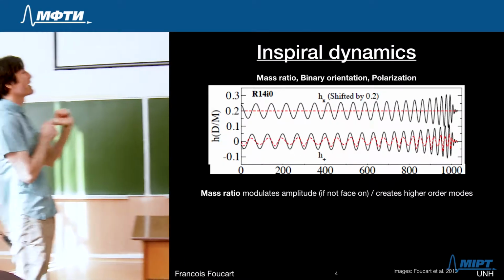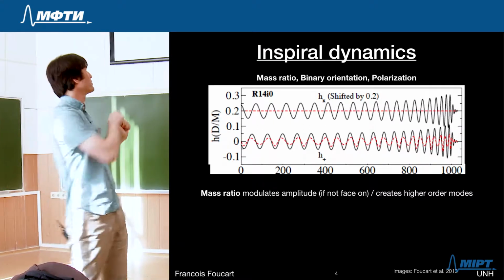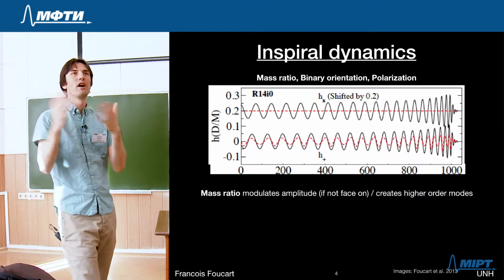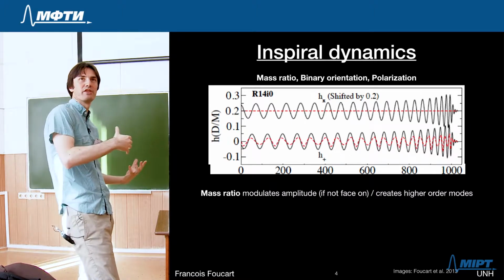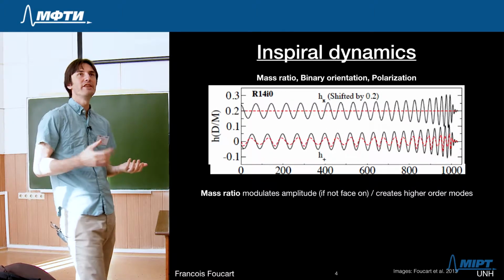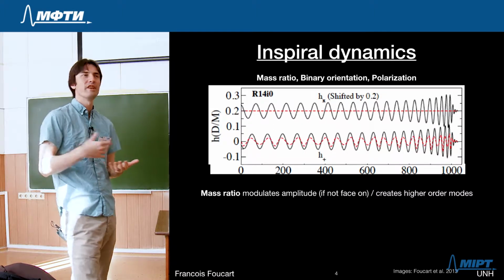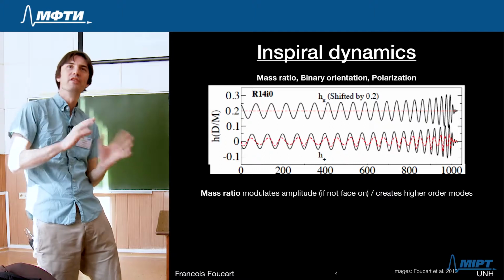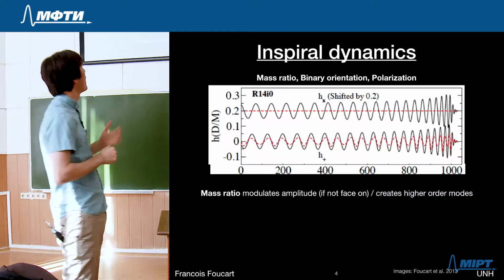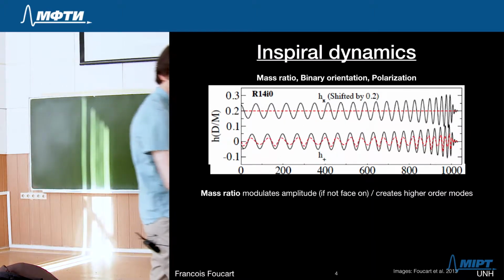So that's one thing that you can use to measure the mass ratio, is those changes of amplitude, or the fact that there are higher frequency modes that are detectable in gravitational waves. It's not very easy for LIGO to do, because LIGO is mostly sensitive to the main phase of the signal, not so much to the amplitude. And so that's a bit of a complicated measurement for LIGO to make.